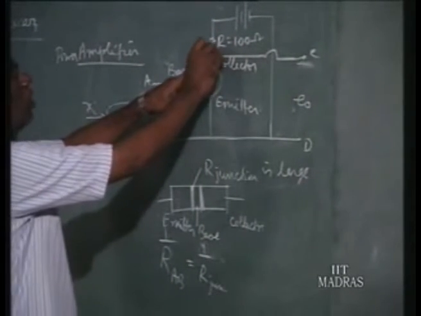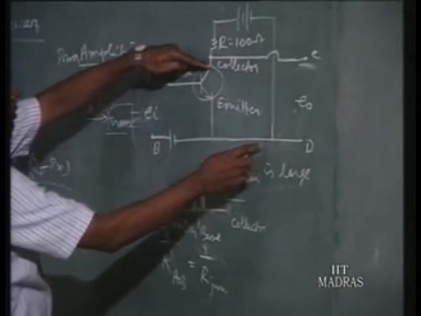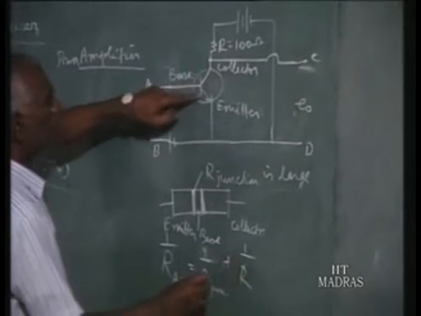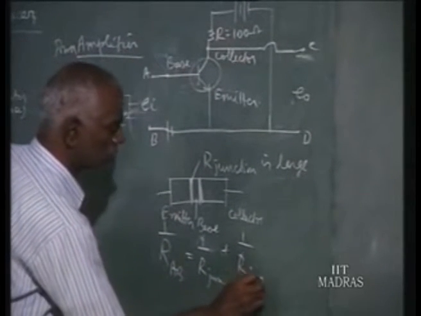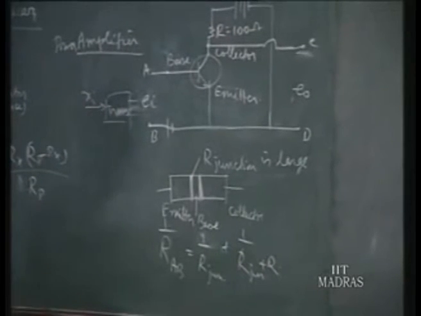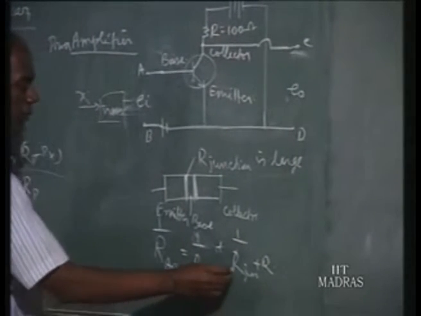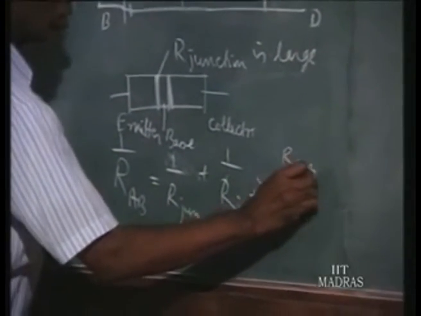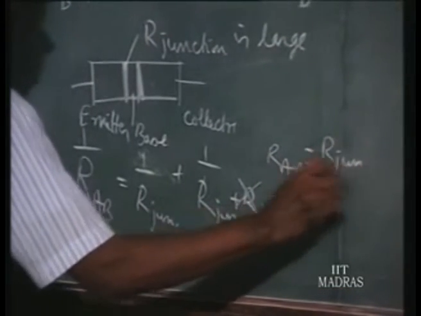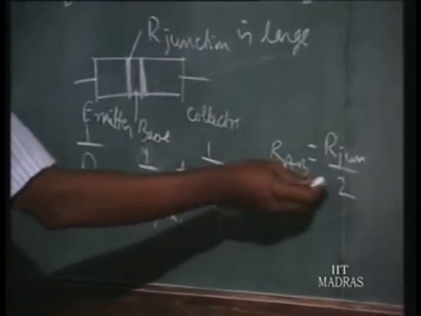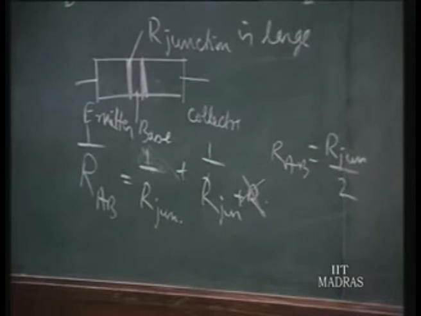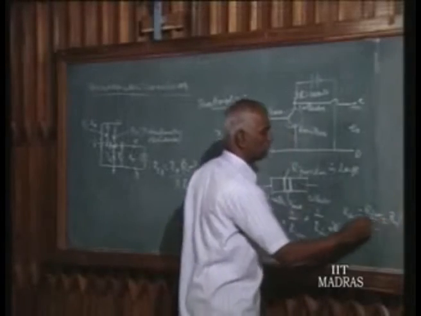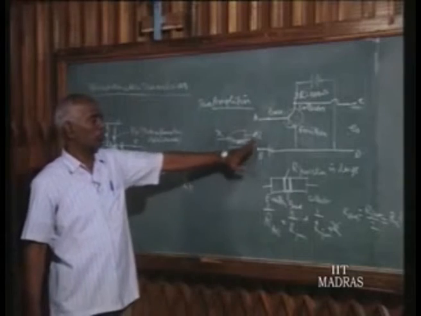Then we can come through R and then to here and back to this; we can short circuit. That means plus 1 by R junction plus R, as one R junction is there between base and collector. And when we compare R to R junction, this may be neglected. So you find RAB is equal to R junction divided by 2. When R junction is large, RAB will be a moderately large value. RAB, that is our input resistance RI, is a relatively large value.